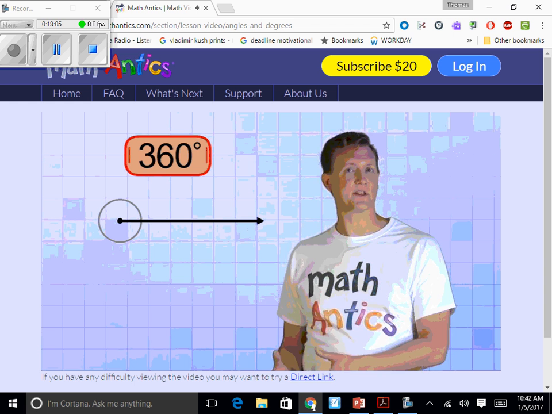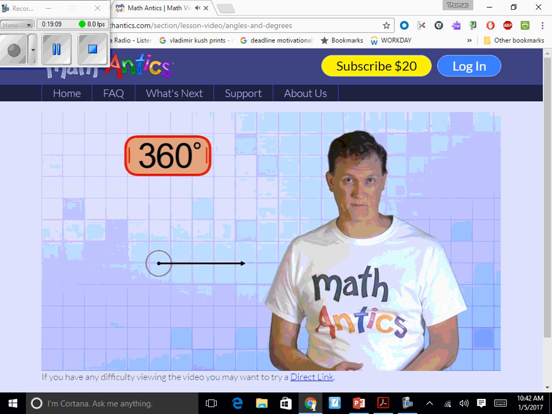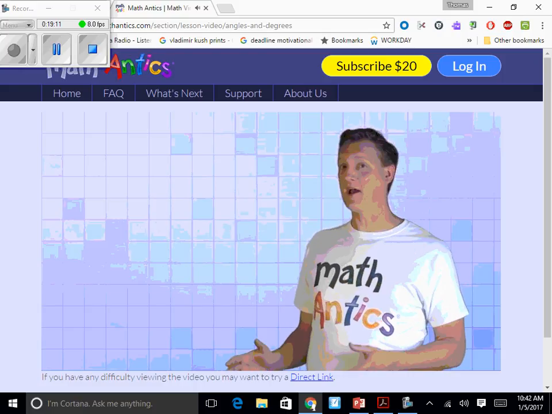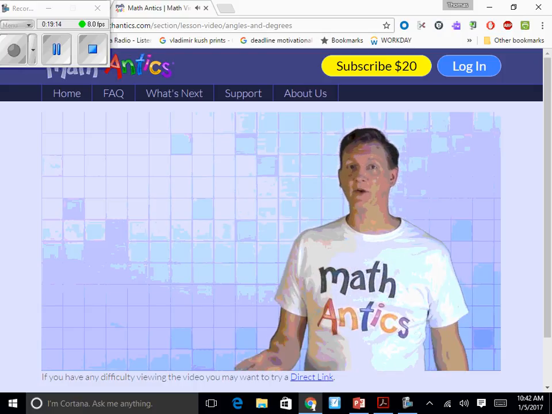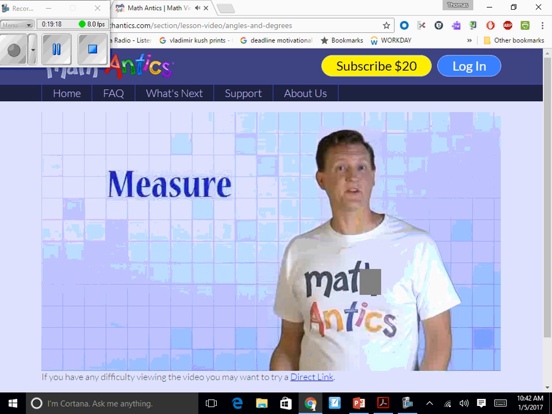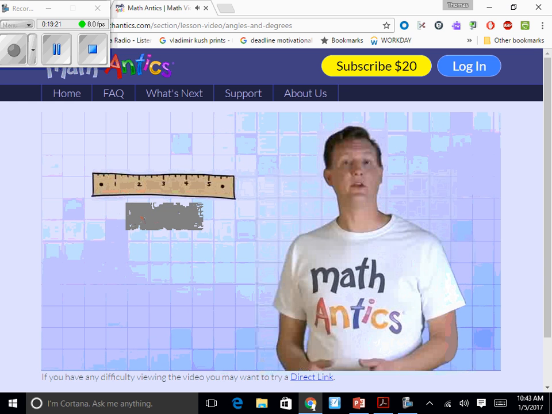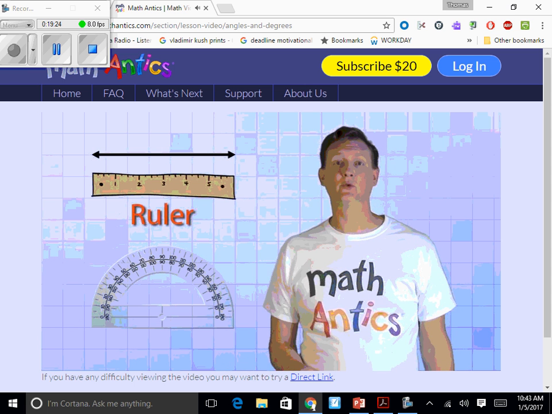Okay, now that you know what degrees are, and you've seen how they relate to the size of an angle, we need to learn how to actually measure an angle without this fancy readout that we have. Just like a ruler can be used to measure the length of a line, a special tool called a protractor can be used to measure angles. A protractor is similar to a ruler, but it's curved into a half circle.